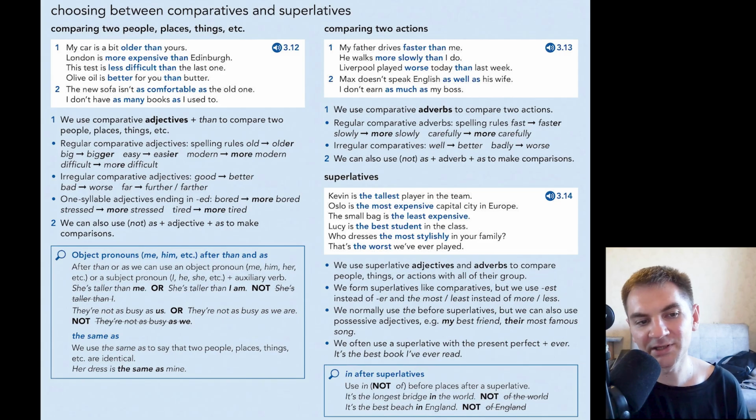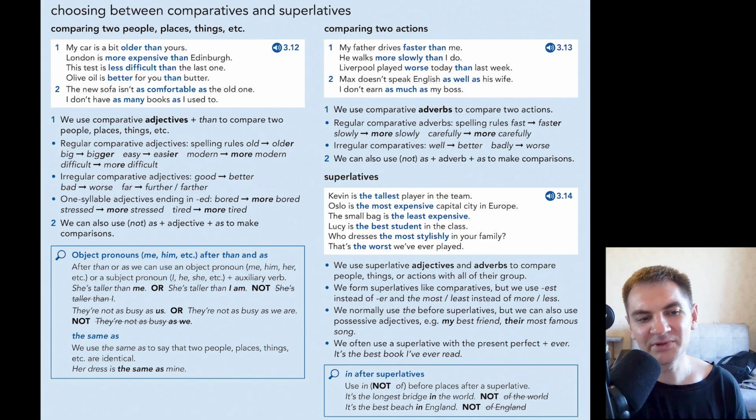How to form comparatives. Short adjectives: we just add the ending er. Old, older; big, bigger; nice, nicer, and so on. For long adjectives, use more before the adjective. And remember, you don't need the ending er anymore if you use the word more. So modern, more modern; interesting, more interesting; exciting, more exciting, and so on.